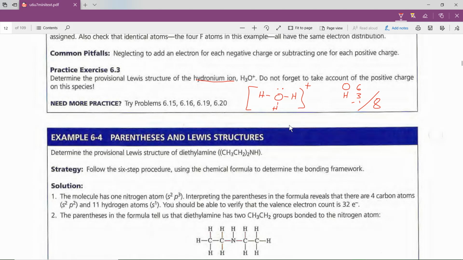Okay, now sometimes we have parentheses with Lewis diagrams. And that's what we have in this case here, diethylamine. So you have two ethyl groups and then an NH. So we're going to have NH in the middle, and then each of these CH2CH3 groups is going to be bonded to the nitrogen.